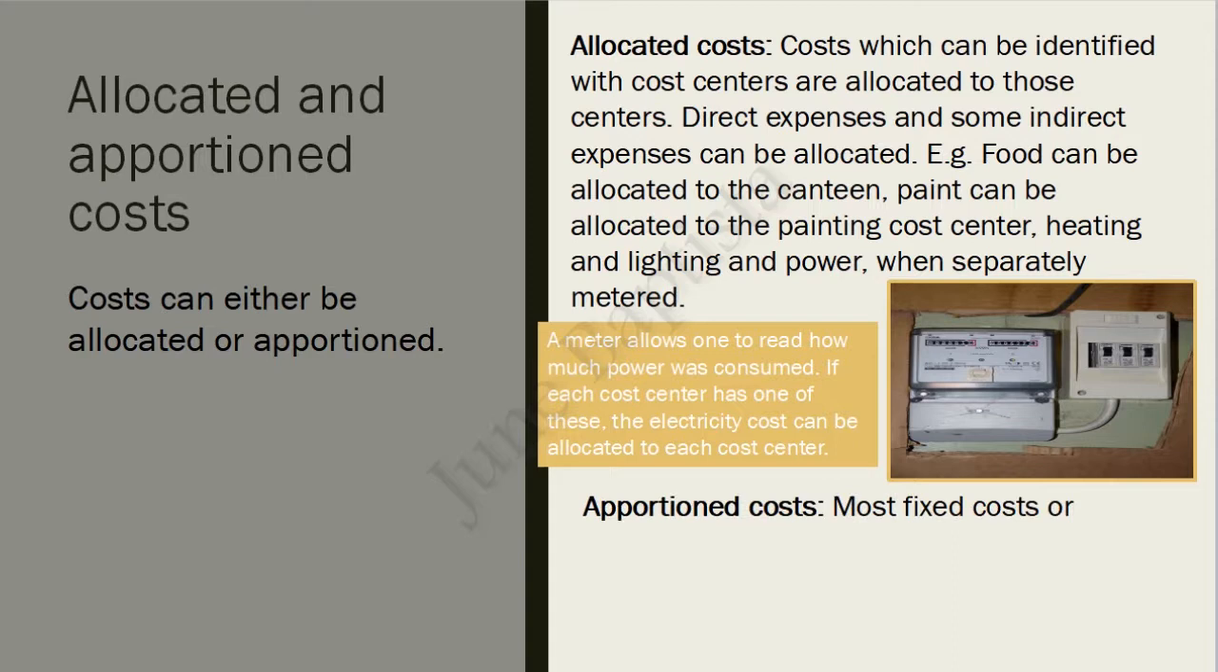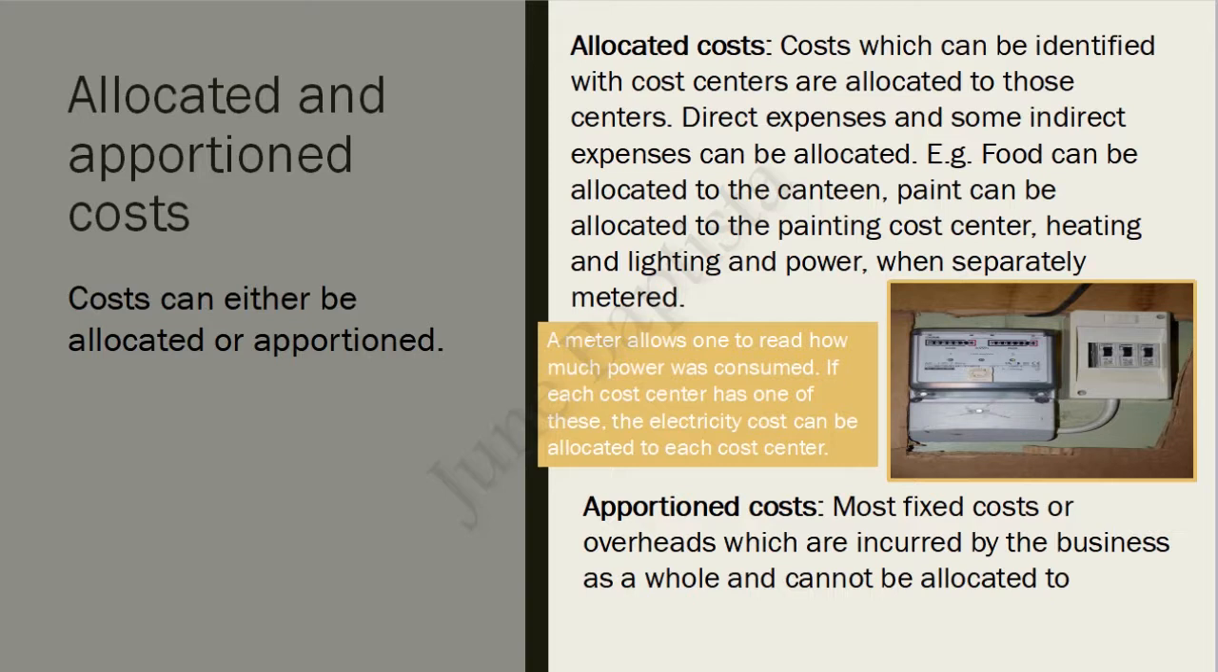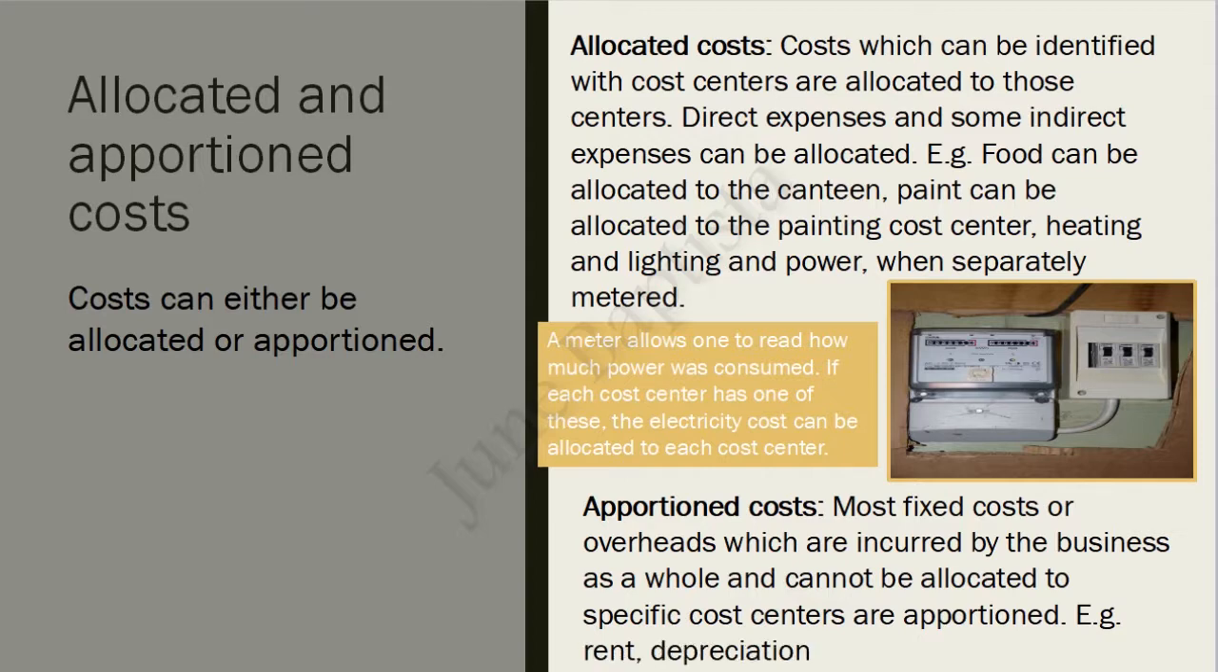What are apportioned costs and when are costs apportioned? Most fixed costs or overheads are incurred by a business as a whole and cannot be allocated to specific cost centers. These costs have to be apportioned. For example, rent, depreciation, etc.